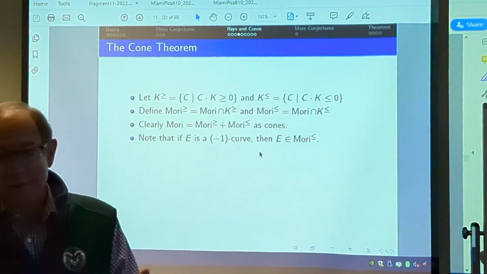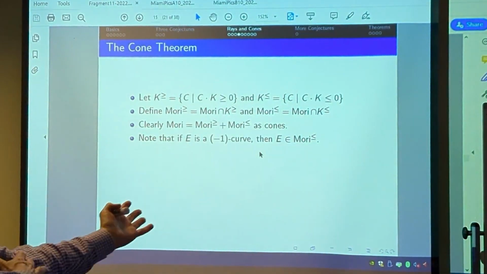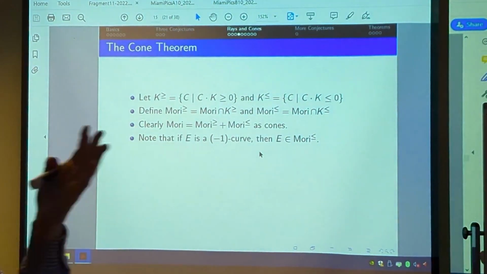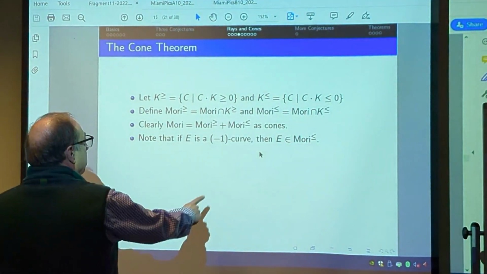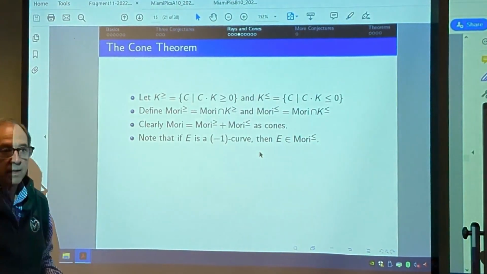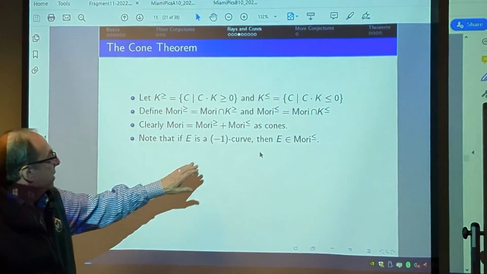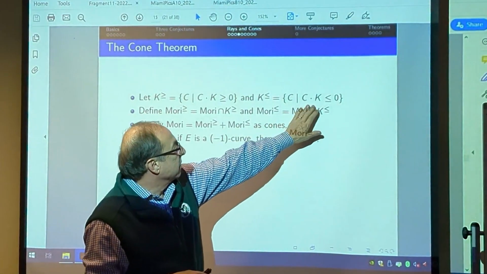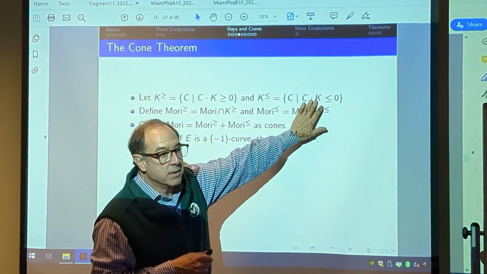Okay, take the Mori cone, and half of it would be on the non-negative part, and half of it is on the positive part. Now, if you have a -1 curve, that is in Mori non-positive. Okay? Because the -1 curves meet the canonical class in -1. Right? See, E dot K is -1.